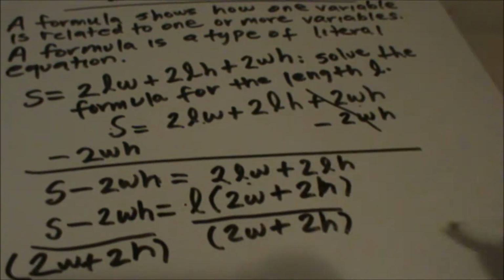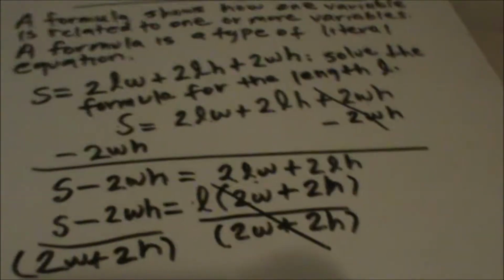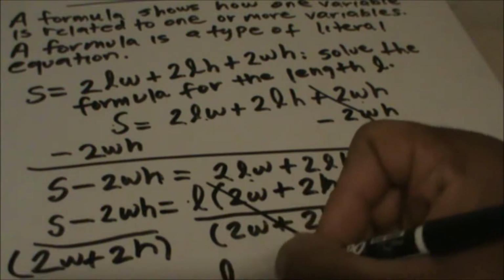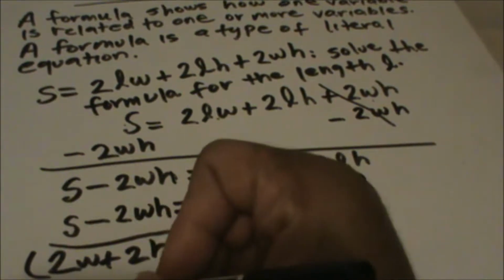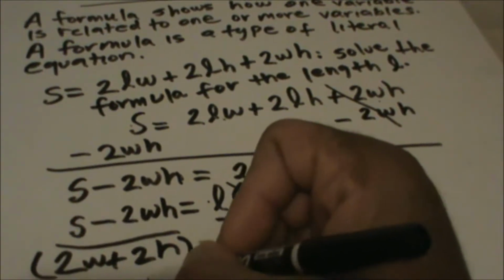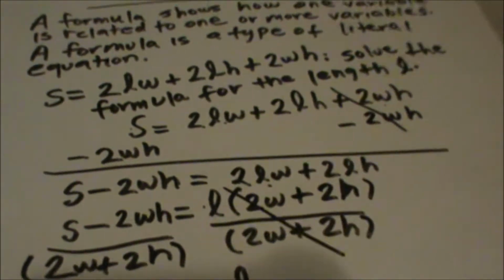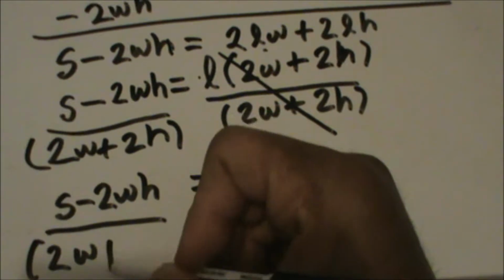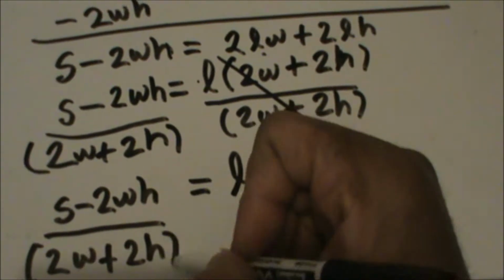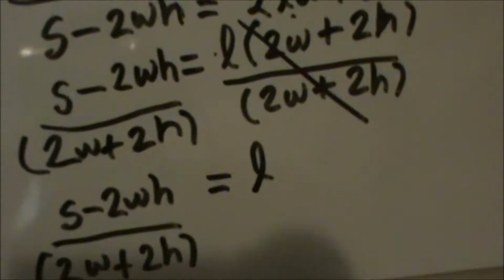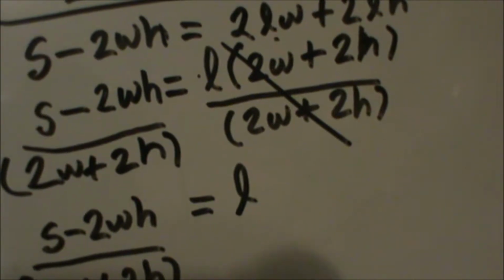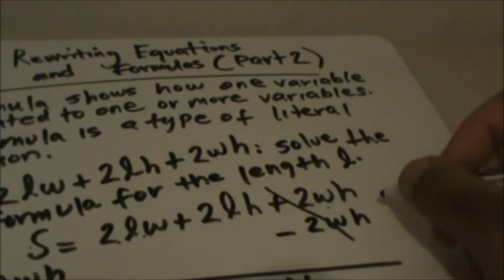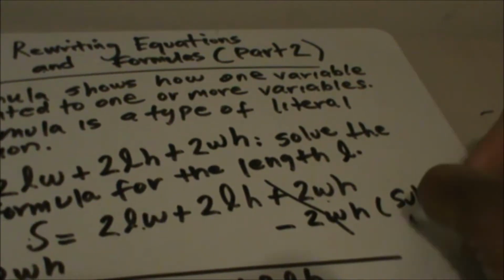All right. And voila, this cancels. And our final answer: L equals S minus 2WH over 2W plus 2H. All right, voila. So we found L, and we went through operations. We went through the subtraction property.